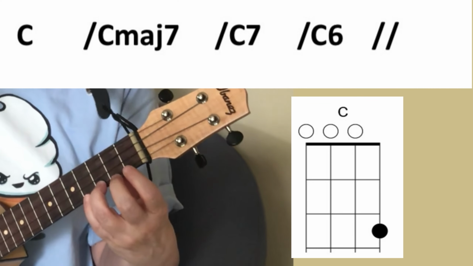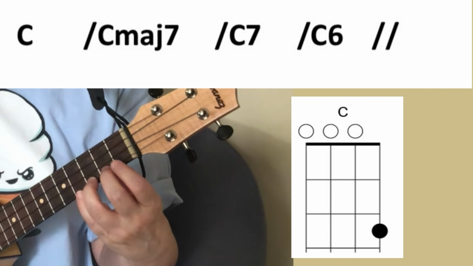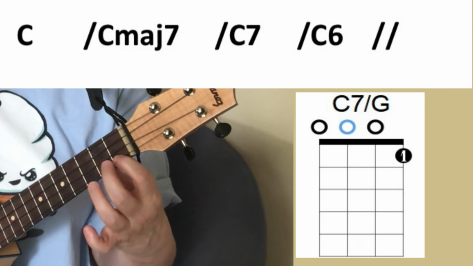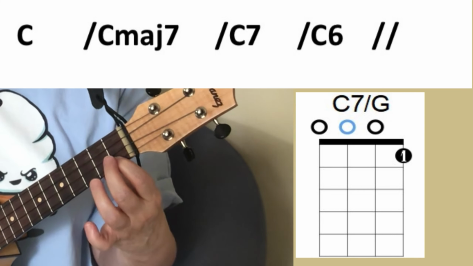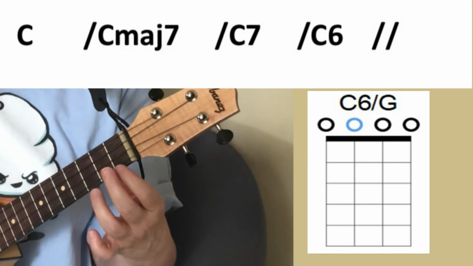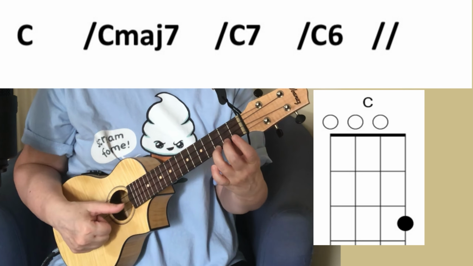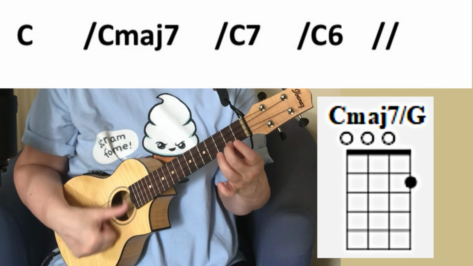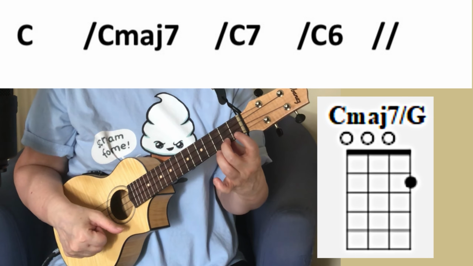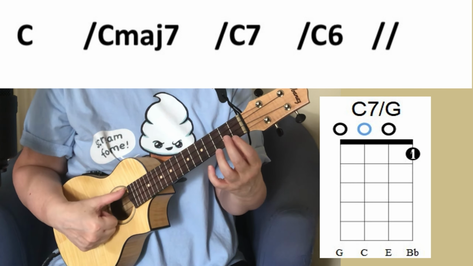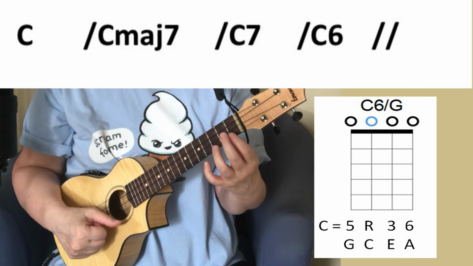And let's, on 4, play this together. 1, 2, 3, 4. 1, 2, 3, 4. 1, 2, 3, 4. 1, 2, 3, 4. Let's do it again. 1, 2, 3, 4, 1, 2, 3, 4, 1, 2, 3, 4, 1, 2, 3, 4.